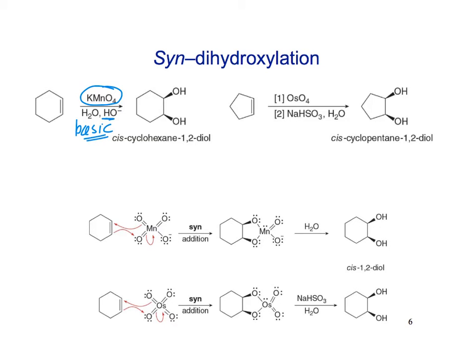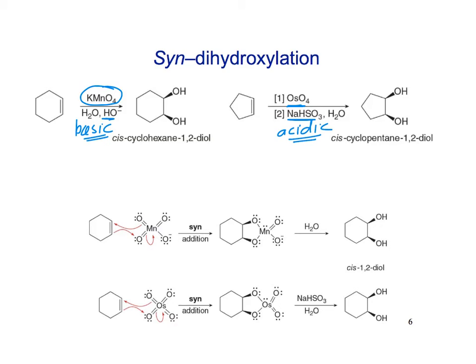The other method, which gives us the same type of product, uses this osmium. It's called osmium tetroxide. And it uses sodium bisulfate, which is under acidic conditions. So we choose one or the other of these if our substrate molecule was sensitive to either acid or base. Otherwise, we could choose one or the other.